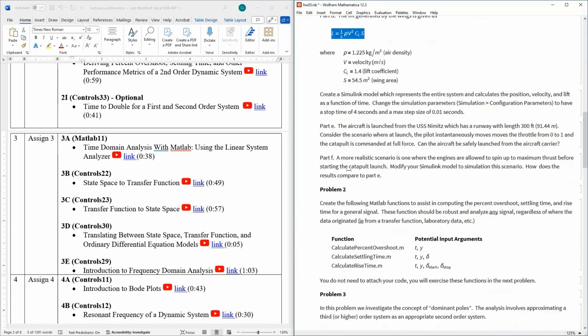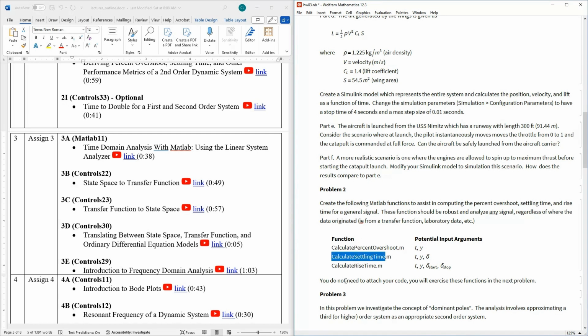Let's take a look at problem two. Problem two is kind of interesting. In problem two, what I'm asking you to do is to write three of your own custom MATLAB functions. What these functions do is you give me a vector of timestamps and a vector of signals. And the first function is going to examine that data, and it's going to calculate the percent overshoot that is represented in this signal.